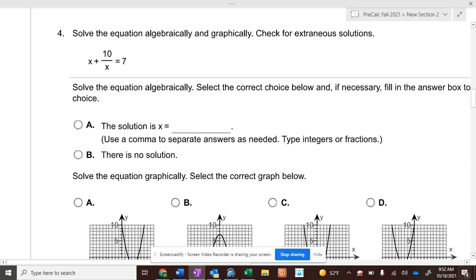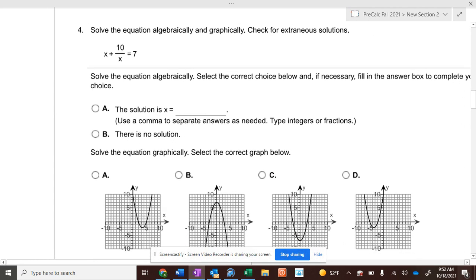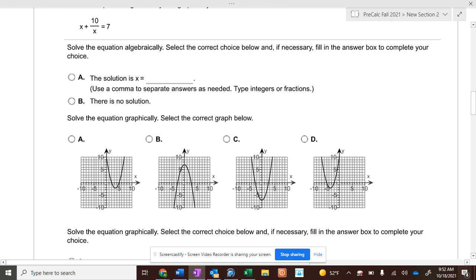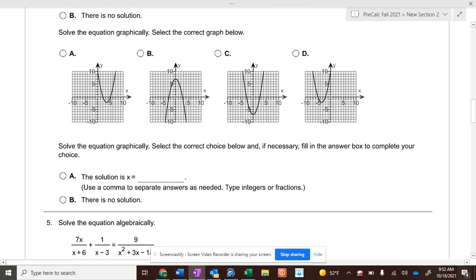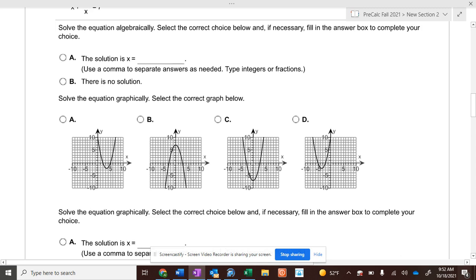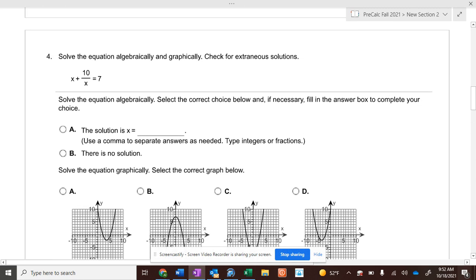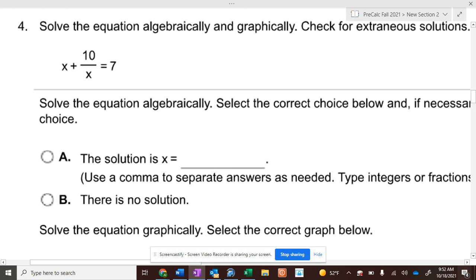Okay, that one is like what we have done. And then you're going to look at the graph of it. So you can just plug it into the graphing calculator and see. Okay, well, we could do this one quick. It won't take that long.